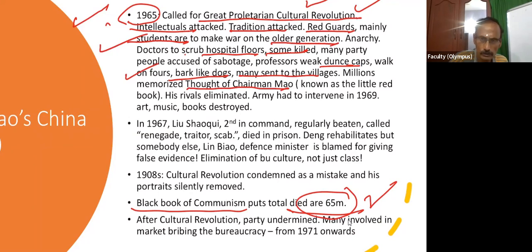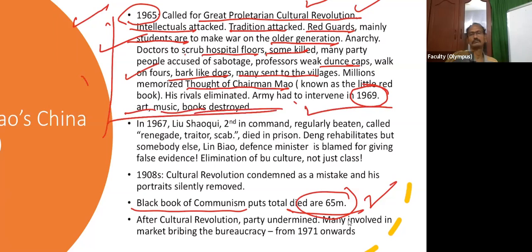Universities were closed, schools were closed, and it became anarchy. The army had to intervene in 1969. And meanwhile, art, music, books, all destroyed. It was all chaos. So Mao thought the culture had to be changed.